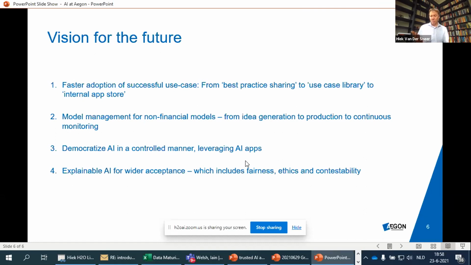and always have what's called contestability, always have an option to have a human on the line to explain what's going on and why they did not get an immediate claim settlement, or why they were not accepted for a credit or a life insurance. So, an exciting journey ahead.